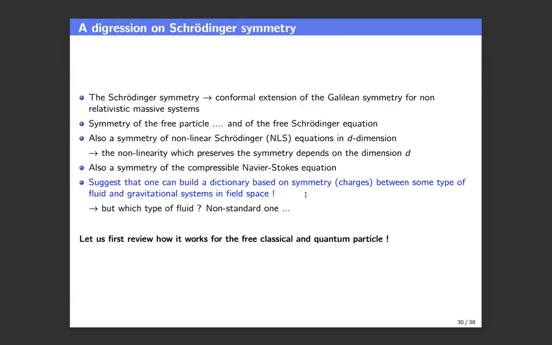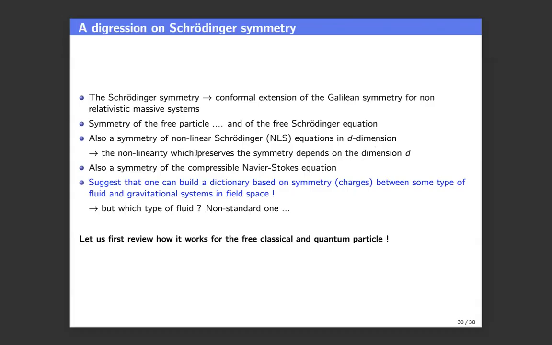So basically, just one word about Schrodinger symmetry. The Schrodinger symmetry is basically the conformal extension of the Galilean symmetry for non-relativistic massive systems. So this is the symmetry of the free particle, and this is also the symmetry of the free Schrodinger equation. Now, the important point is that this is not the only system that exhibits this symmetry. You also have a whole set of nonlinear Schrodinger equations in D dimensions which have this symmetry.